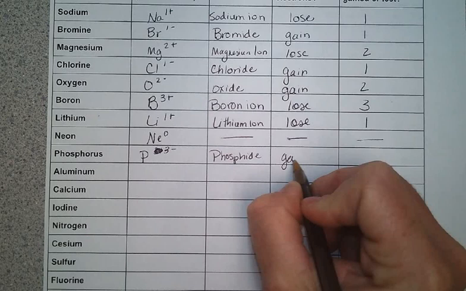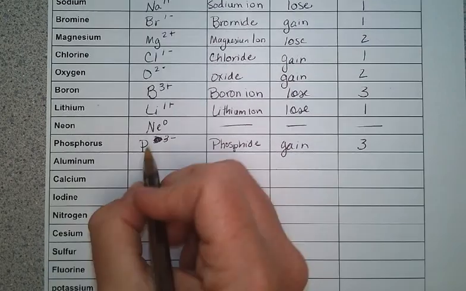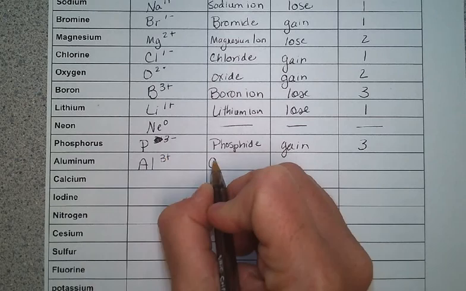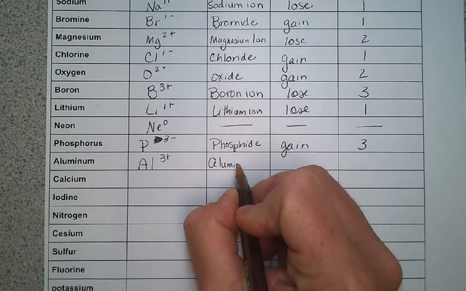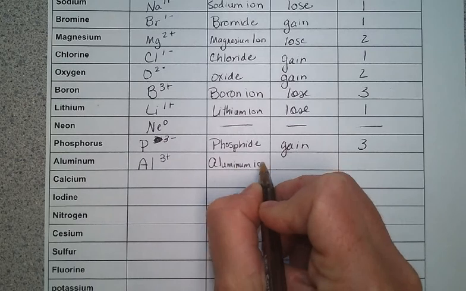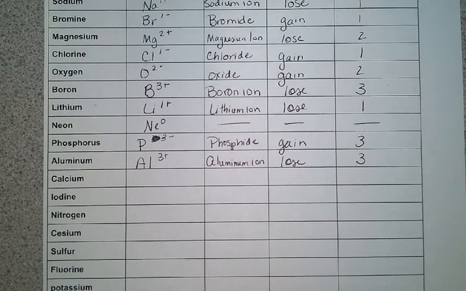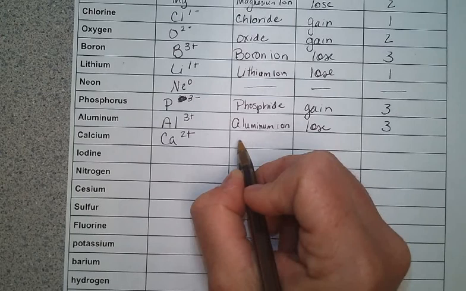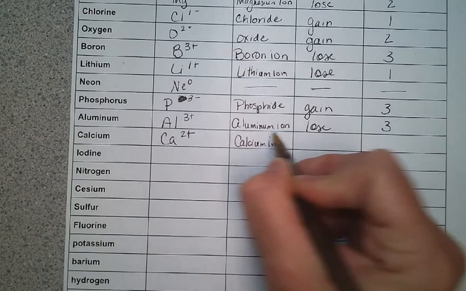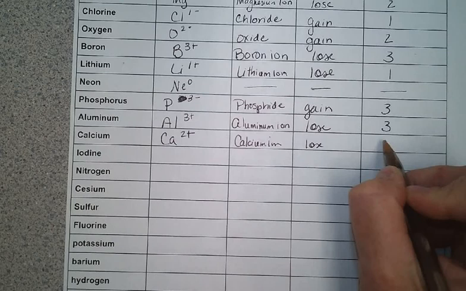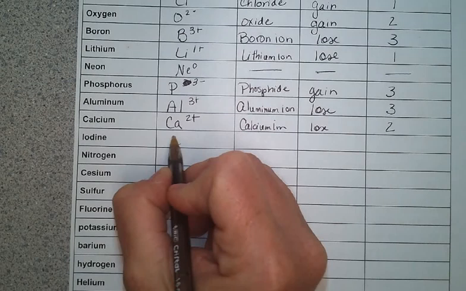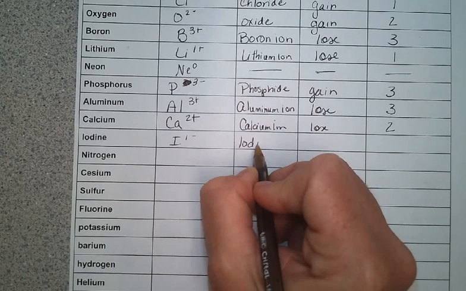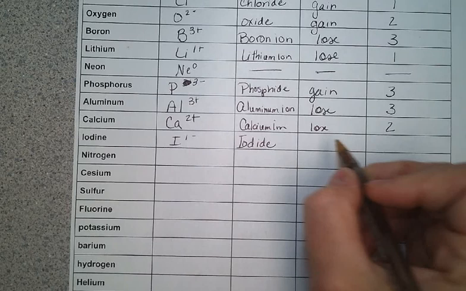Okay, aluminum, Al, 3 plus, that's an aluminum ion. It will lose 3 electrons. Calcium, Ca, 2 plus, that is a calcium ion. It will lose 2 electrons. Iodine is a 1 minus charge, and that would be iodide, and it's going to gain 1 electron.